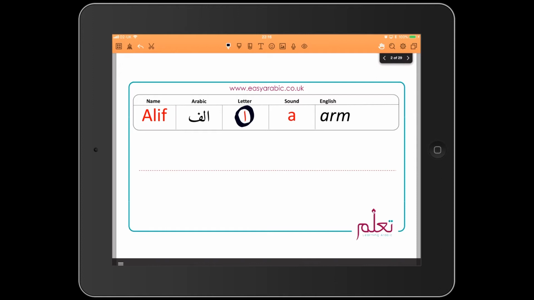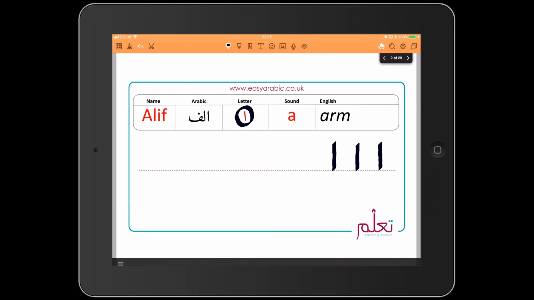We're starting from the top. It's a straight line down. Alif. Let's do it again. Alif, and then alif.